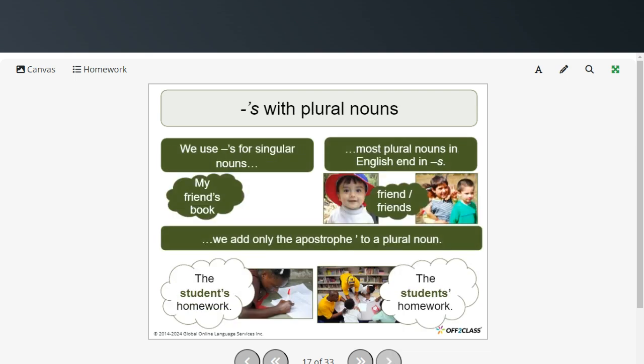And then we use apostrophe S for singular nouns, my friend's book, and most plural nouns in English end in an S. So we only add the apostrophe to a plural noun. The student's homework, the homework belonging to one student, but the students' homework, meaning the homework belonging to all of the students, you put the apostrophe after the S.